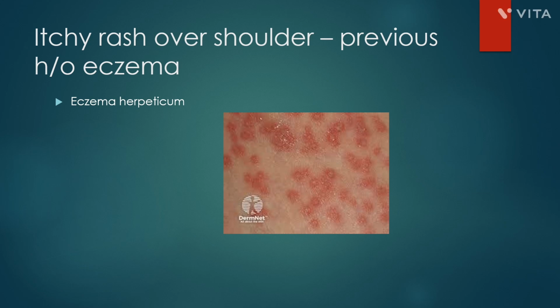Another child with itchy rash over the shoulder. There is previous history of eczema, and the image was something similar to this. And the living condition is also not so hygienic. So what is the diagnosis? It is eczema herpeticum.